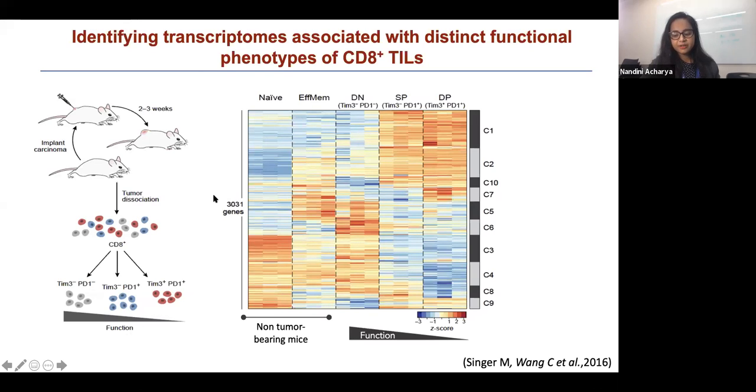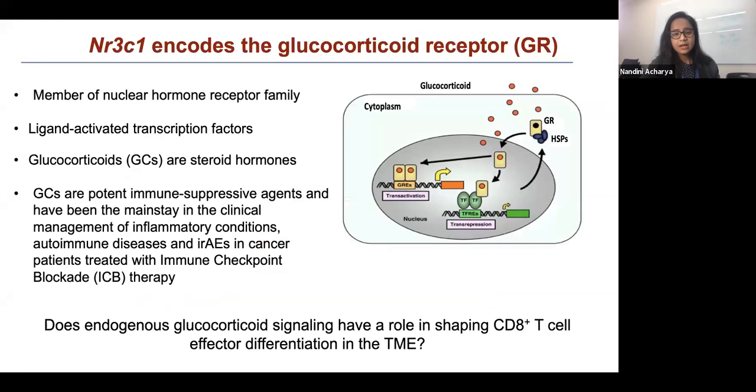Now, we found several differentially expressed genes, but the cluster that we were most interested in was cluster 1. This is because these genes had a certain pattern where they were low expressed in the PD1 TIM3 double negative cells, and they progressively increased in the TIM3 negative PD1 single positive cells and had maximum expression in the TIM3 PD1 double positive cells. And when we looked at this gene list, the gene that we were most interested in was NR3C1.